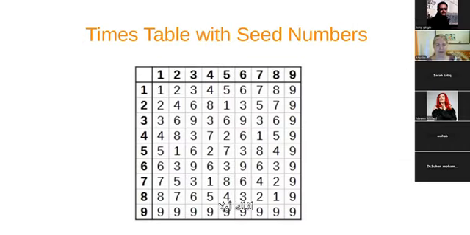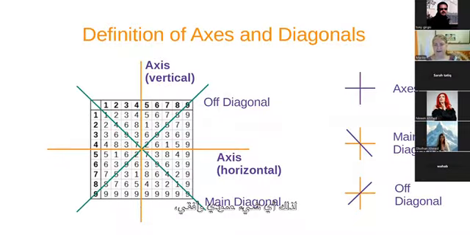So first we need a definition of axis and diagonal so we know what we're talking about. Anything vertical and horizontal, I will call axis, vertical axis, like this one, and horizontal axis like this one. Then I will call this diagonal the main diagonal and the other one the off diagonal. And I'll have shortcuts for these so it's easier to see. This is the main diagonal, this is the off diagonal, and these are the axes.